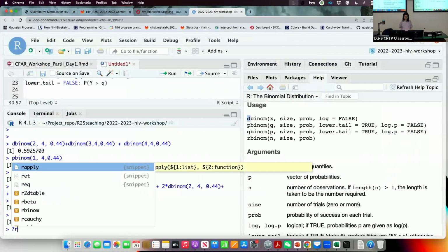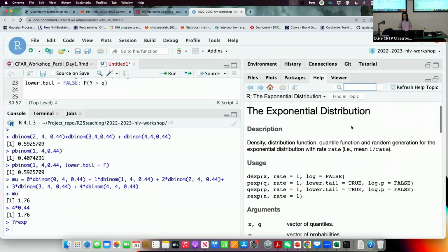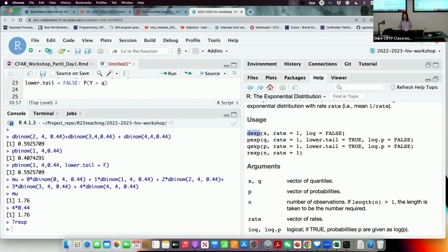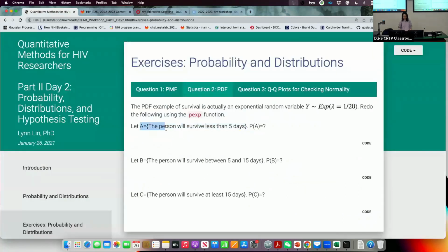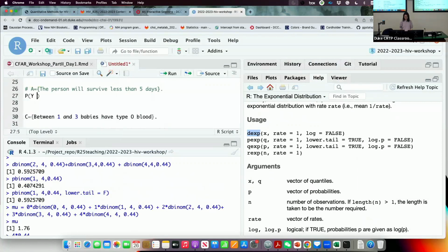Again, if you are not sure how to use this R function, this is the exponential distribution. Again, you have dexp, pexp, qexp, and rexp. So here, the person will survive less than 5 days. What this means is that we are interested in the probability that this exponential random variable y will be smaller than 5. So my question is, does this probability equal the probability y smaller than or equal to 5? Are they equal or not?